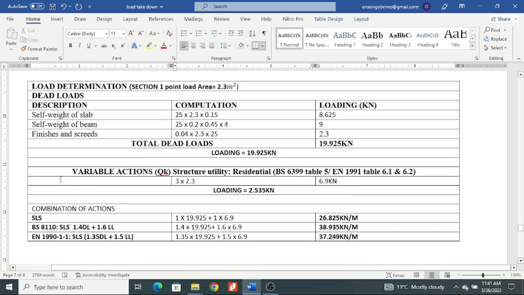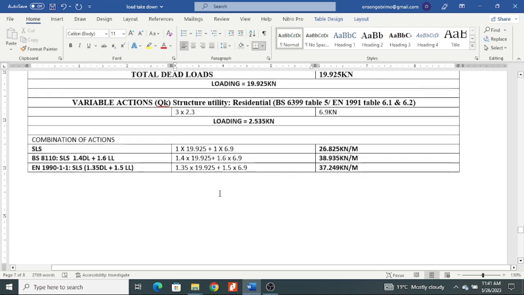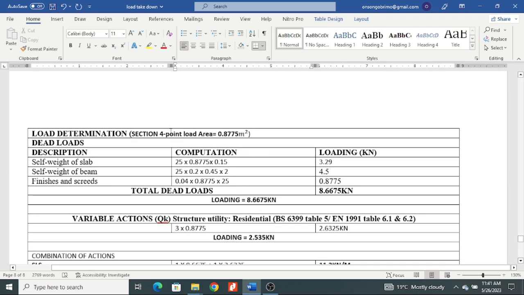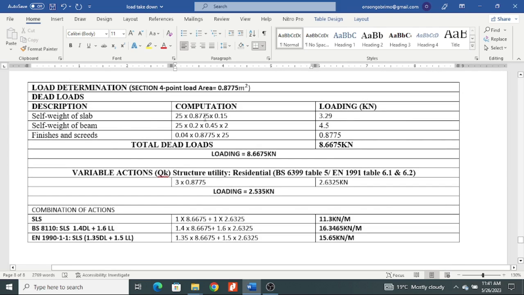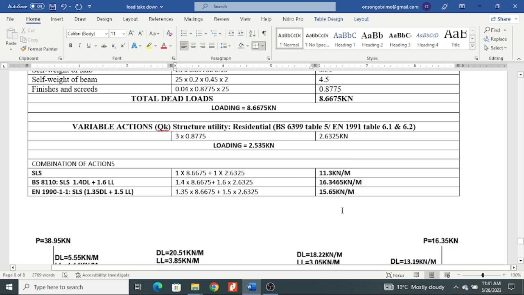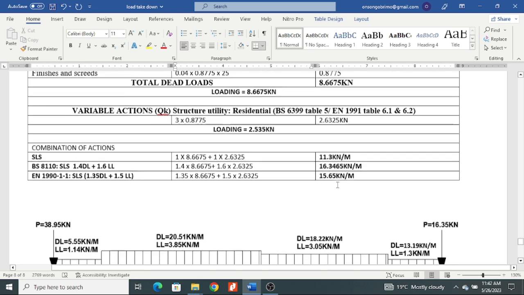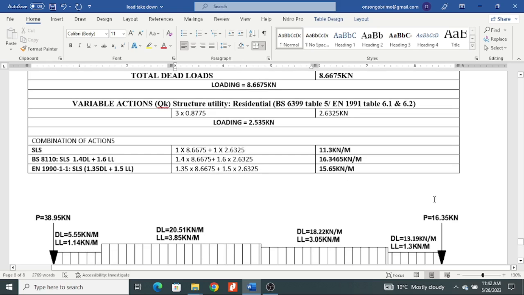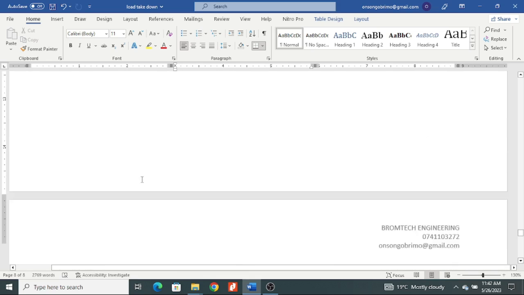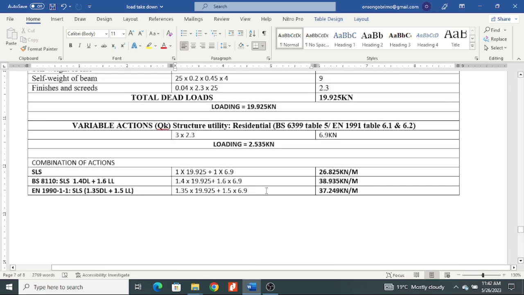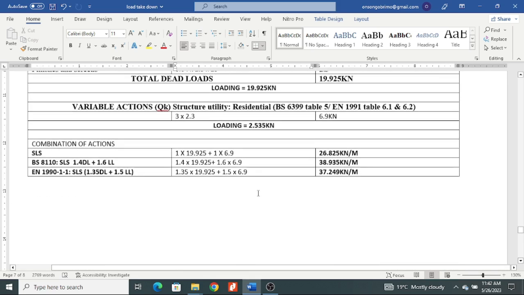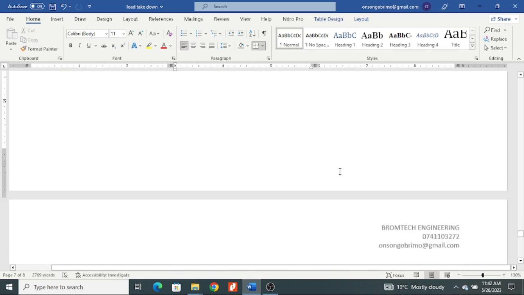And I combined my actions for the beam. I found them as highlighted here. And the other section, which is section 4, I did the same as above and came up with these values. And at the end, you can see I have my 16.35 kilonewtons point load here. Now I decided to use the British standard. I have my 38.95, which is here under the British standard. You realize that I have just loaded the whole beam there.